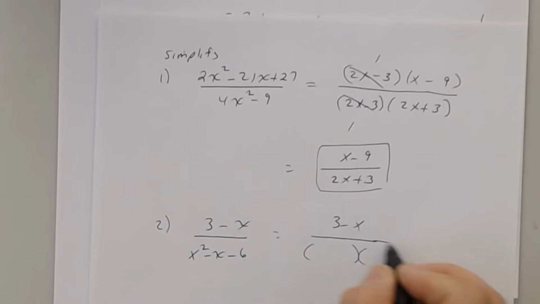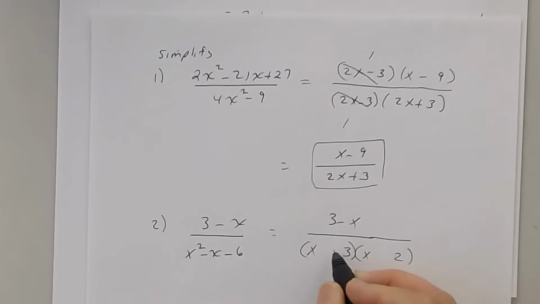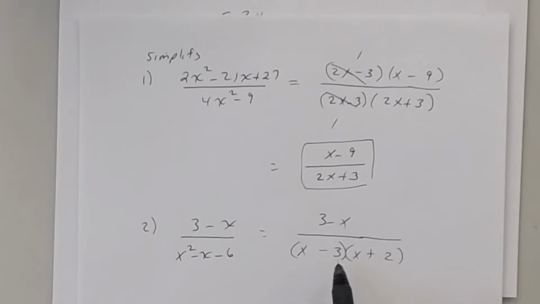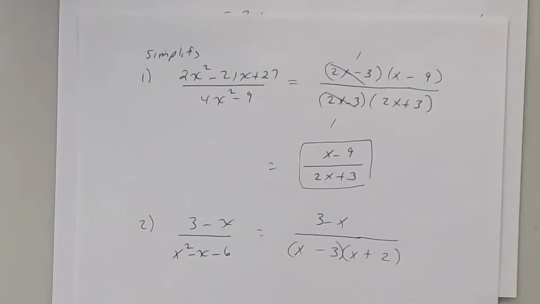The two binomials. And what's going to work, let's see, x and x, 3 and 2. And the 3 has to be negative, the 2 has to be positive. And so you can check, the outer is a positive 2x, the inner is a negative 3x. When I add them up, I get a negative x. And a negative 3 times a positive 2 is a negative 6. All right, so I've factored. Once you factor, what's the next step? Reduce.